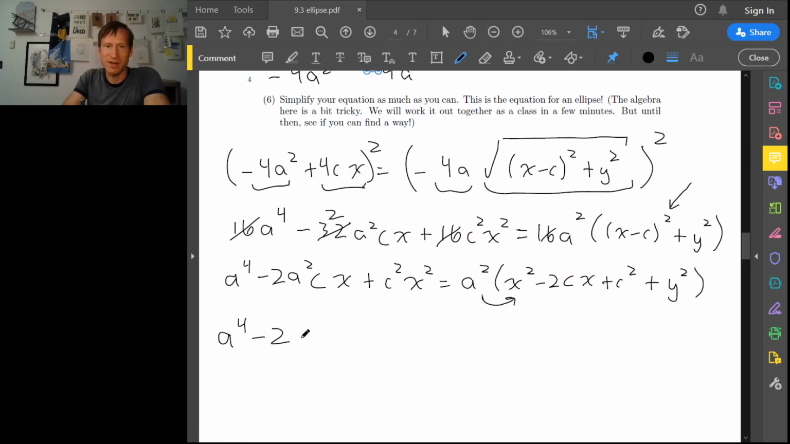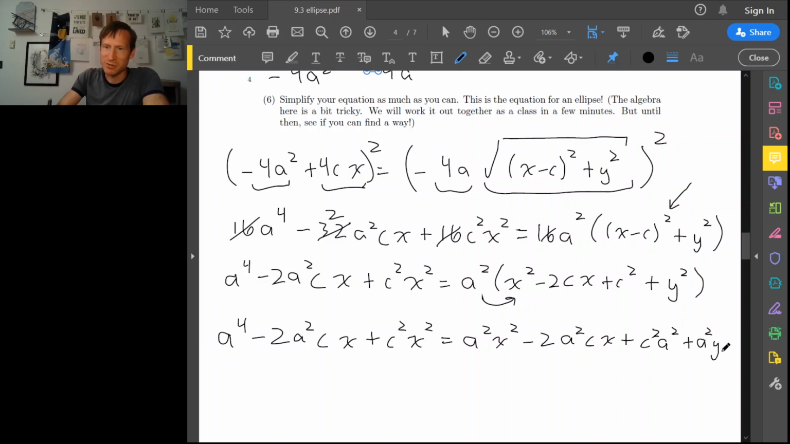A to the fourth minus 2a squared cx plus c squared x squared equals a squared x squared minus 2a squared cx plus c squared a squared plus a squared y squared. And it looks like this middle term, the a squared cx term, we can add that to both sides to cancel those out.